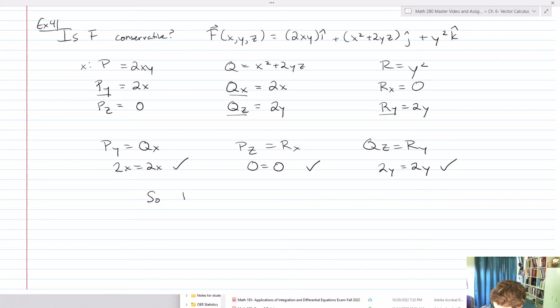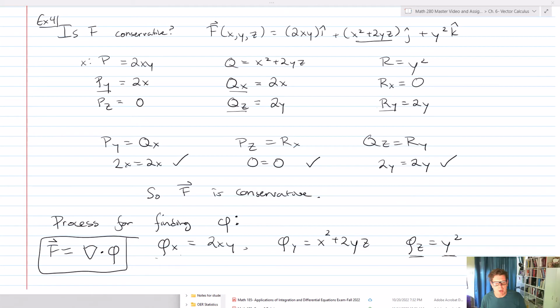So f is conservative. Once we've established that f is conservative, we know that we can find a potential function phi. So the rest of this lecture is going to be us finding that potential function phi. And then our next lecture is going to be on using the fundamental theorem of line integrals in order to make integration a lot easier.